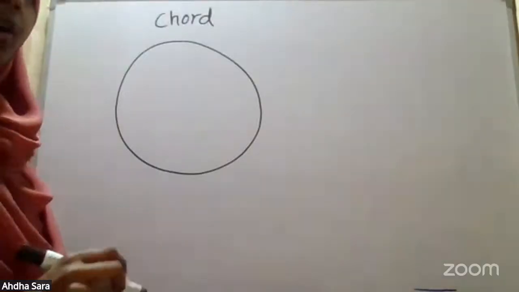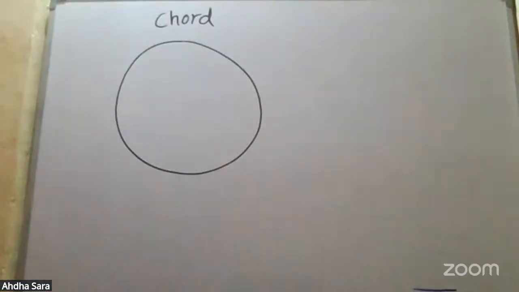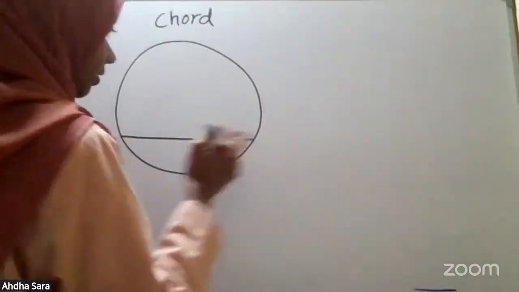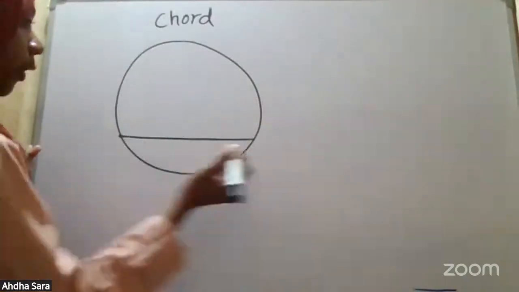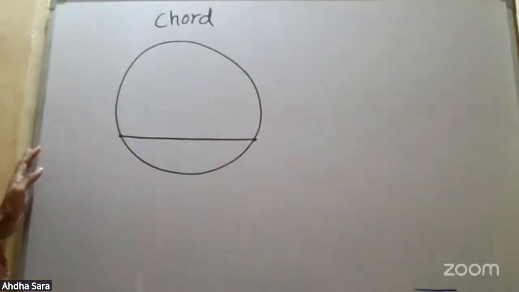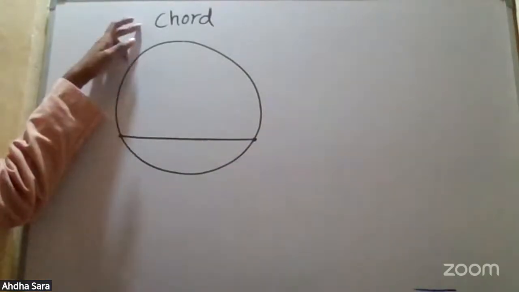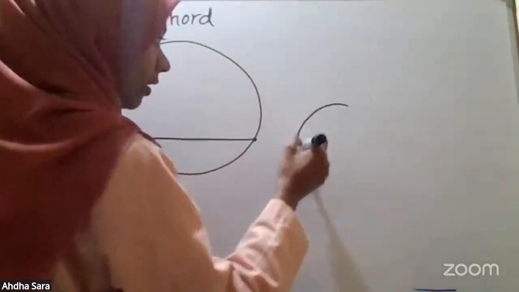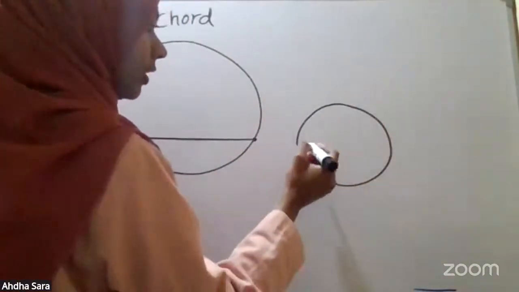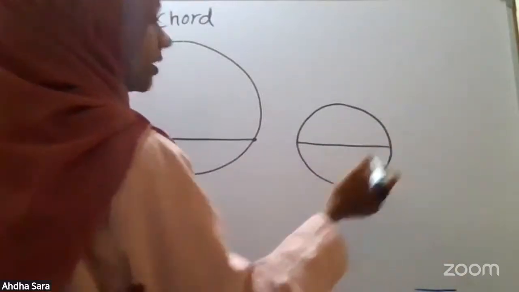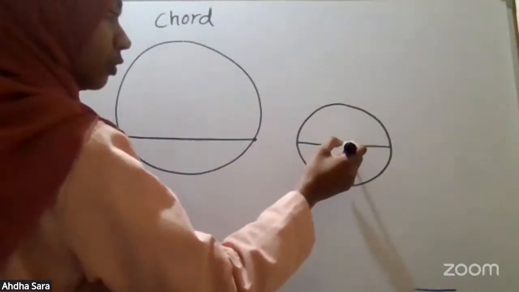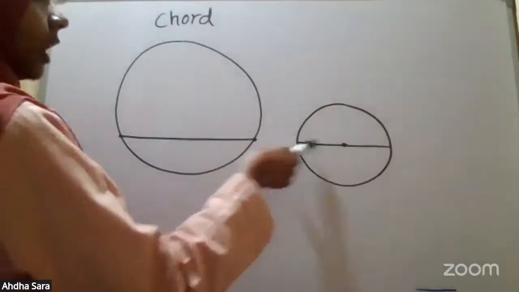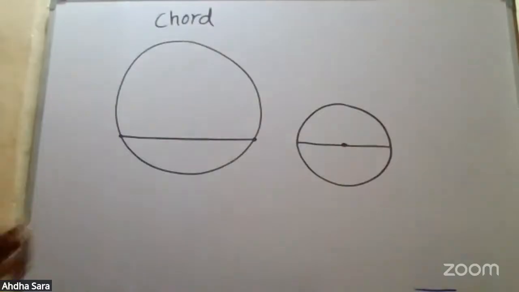When you take a chord of a circle, it means you are drawing a straight line that joins 2 points on a circle. This is called a chord. And you can say the largest chord in a circle is the diameter. It has to pass through the center. So the largest chord will be the diameter.